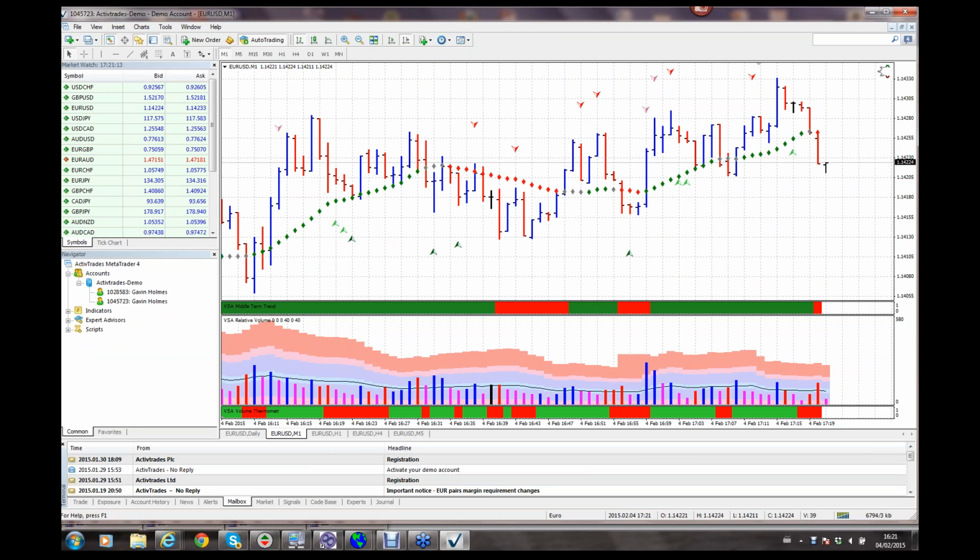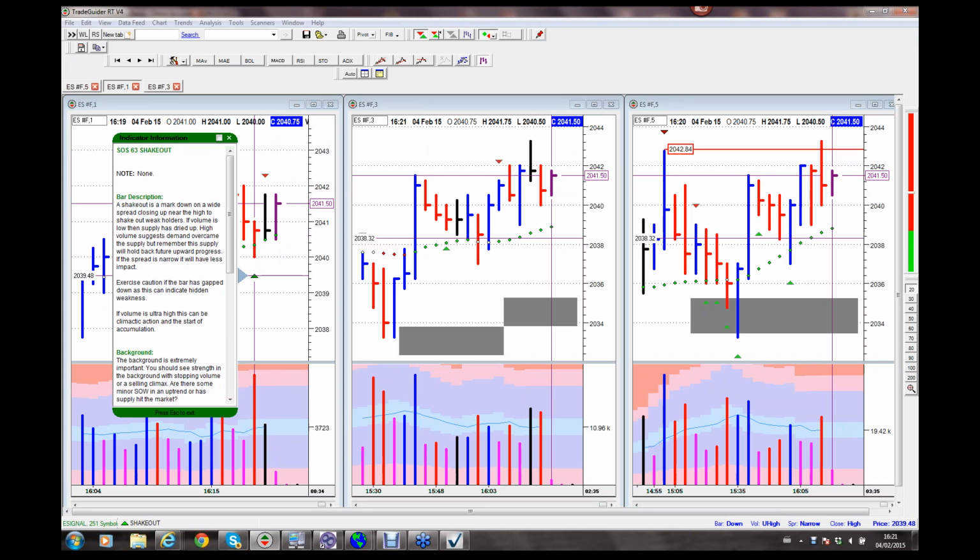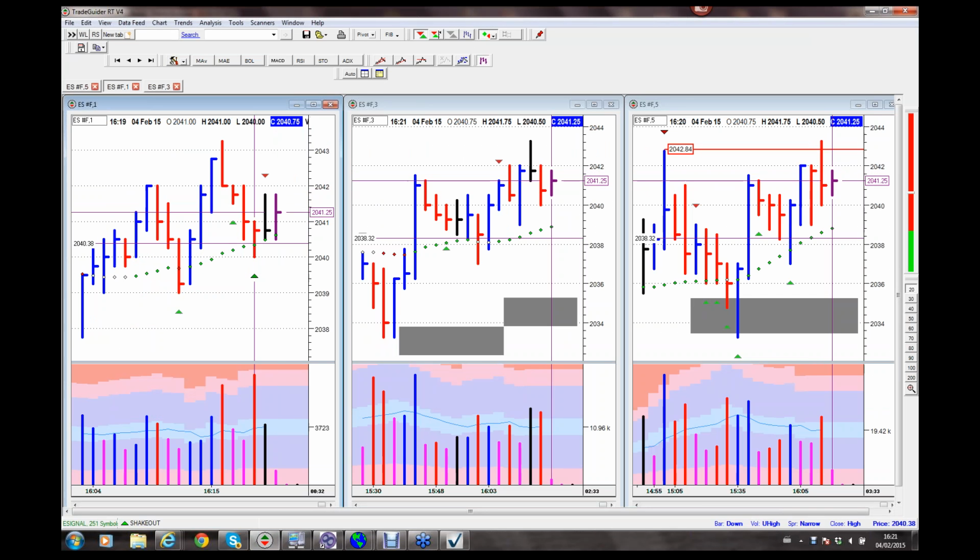So it's just turning red now. Any no demand bar would instigate a short because it's starting to push lower on the euros. That's a good call. Yeah, I saw that. That is indeed a shakeout there. It's a spring on the 1 minute chart. We'll see if it responds.